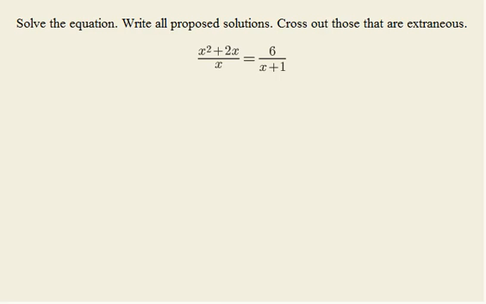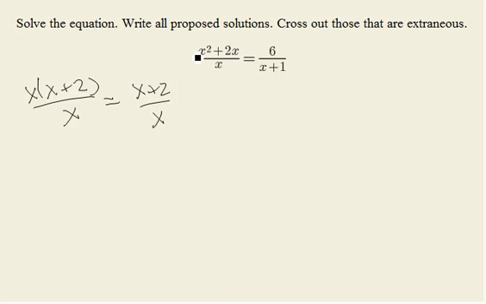Alright, we are here to solve the equation (x squared plus 2x) over x equals 6 over (x plus 1). To start out, we notice that the fraction on the left-hand side, x squared plus 2x over x, has an extra x in it. So we are going to factor out an x. On top, you're going to get x times (x plus 2) all over x, which, if you cross out the x's, equals x plus 2 over x.